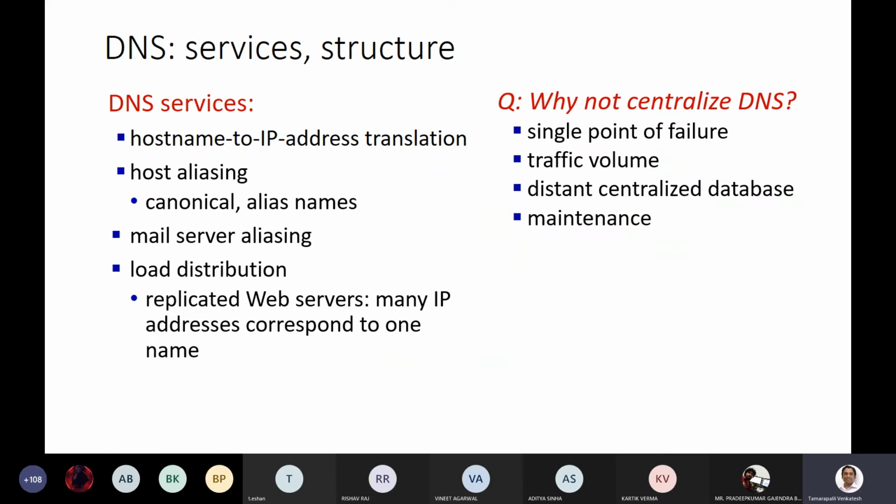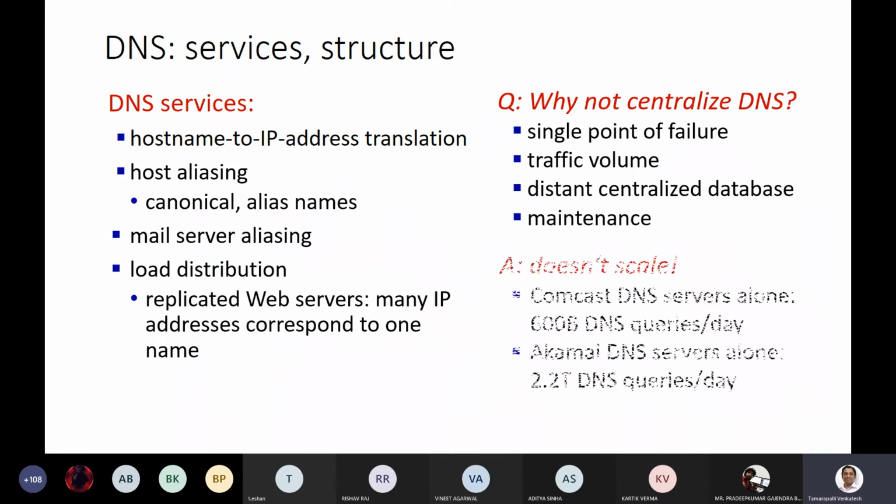Why not centralized DNS? For obvious reasons, it would be a single point of failure. That means, if it fails, then nothing else would work. It also probably cannot handle the large traffic volume of the modern internet. And maintenance would also be easier with a distributed system, because subdomains and the individual parts of the domain name can be maintained by different organizations. It simply doesn't scale.